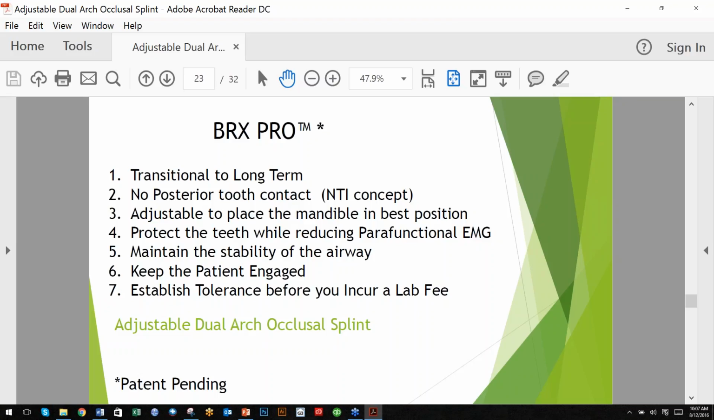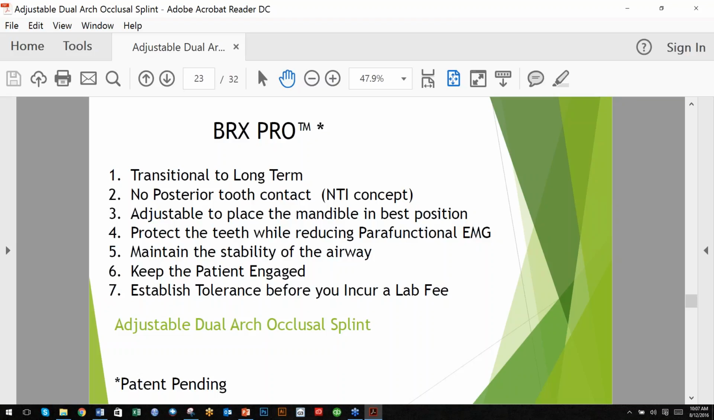Sorry, I didn't mention that. Whitmix sells the BRX Pro. Get them into a BRX Pro. They're very inexpensive, less than $90, and get them wearing the BRX Pro for the few weeks that you're waiting for your long-term appliance to come back.